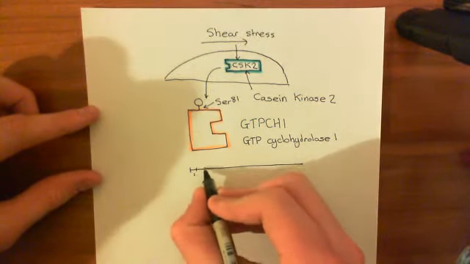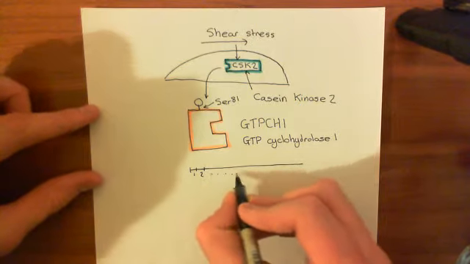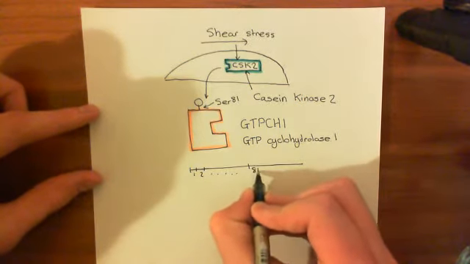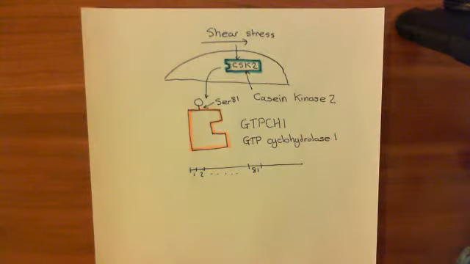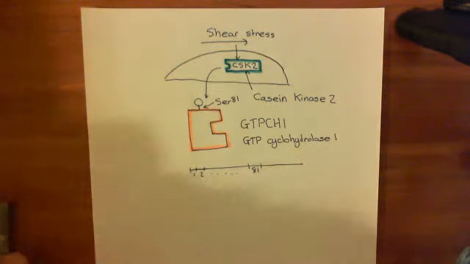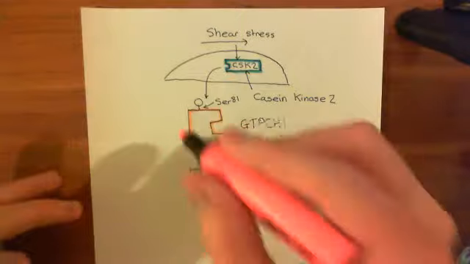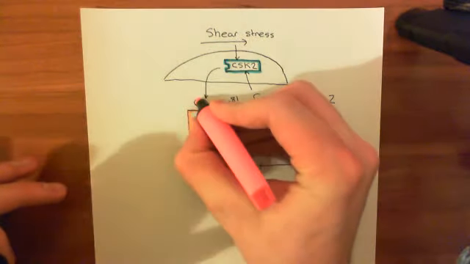So here's the first amino acid, here's the second. If you went on all the way up to the 81st amino acid, it would be a serine, and we're phosphorylating that 81st serine, basically. Not the 81st serine, that 81st amino acid, which happens to be a serine. Okay, so that's how the casein kinase 2 enzyme activates the GTP cyclohydrolase 1 enzyme.